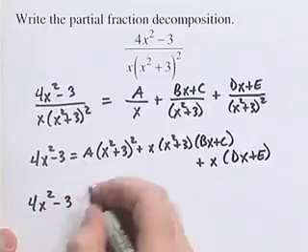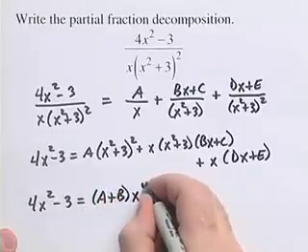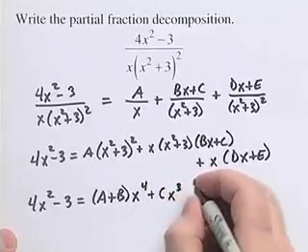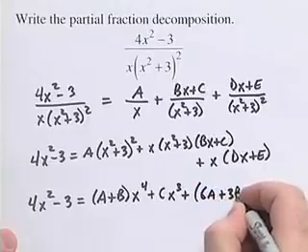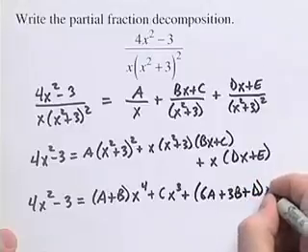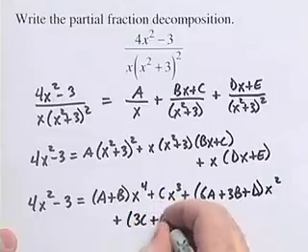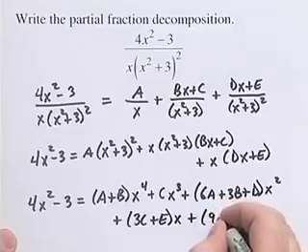4x squared minus 3 is equal to (a plus b) x to the 4th plus c x cubed plus (6a plus 3b plus d) times x squared plus (3c plus e) times x and plus 9a, which would be our constant. Using the equation we've just written, we're going to equate the coefficients on either side of the equation to get a system of equations.